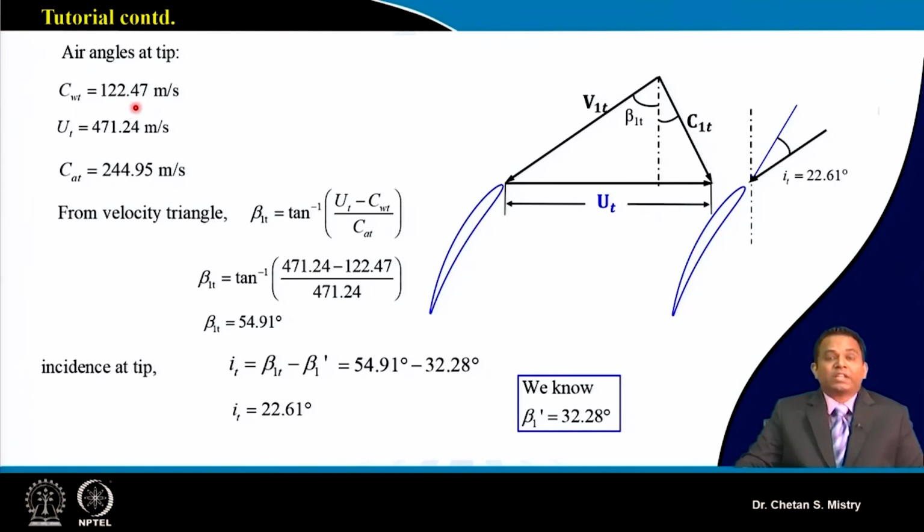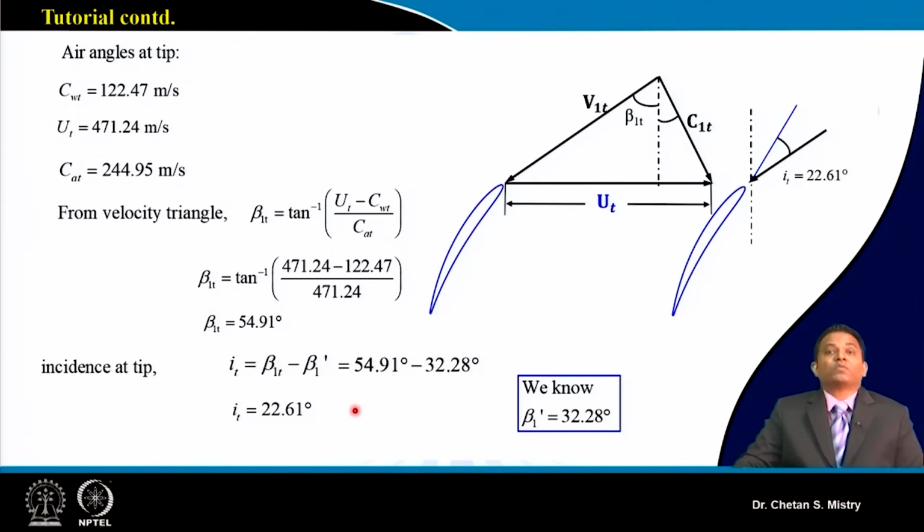In this case we do not have the situation we saw for the hub. You can see here my peripheral speed is larger and my whirl component is smaller. This portion represents my whirl component, and this is my peripheral speed. So you can write tan beta 1 as (U tip minus Cw) divided by Ca. These numbers are known to us, so we can do the calculation. We get our incidence angle to be 22.61.